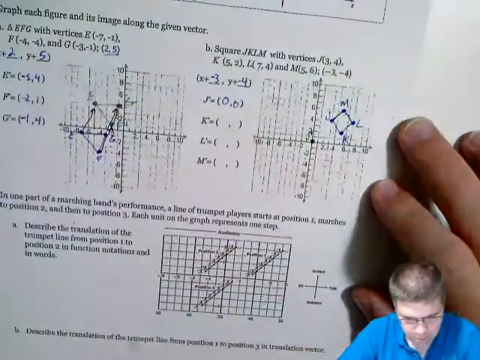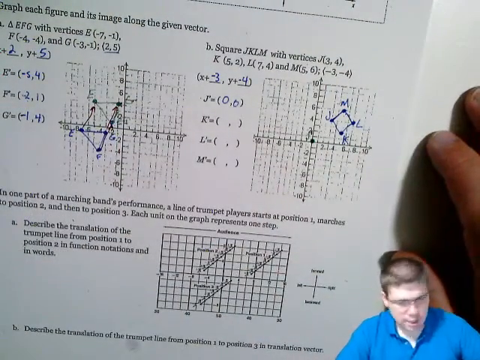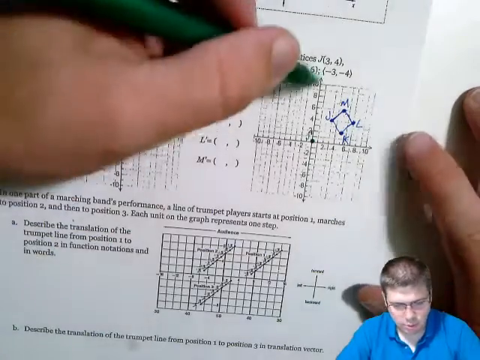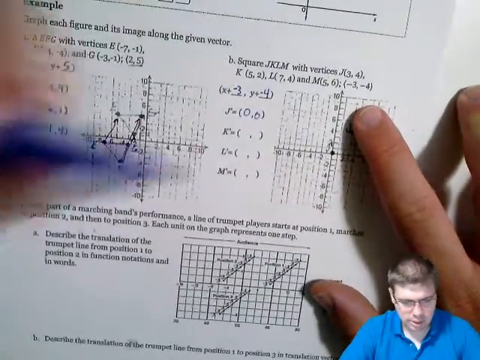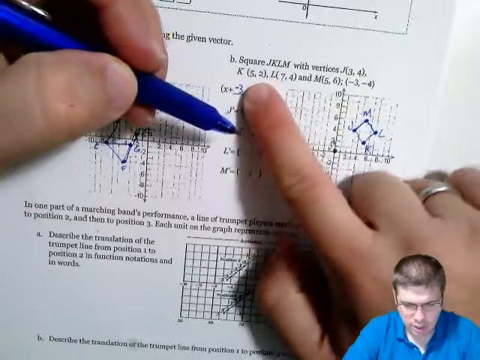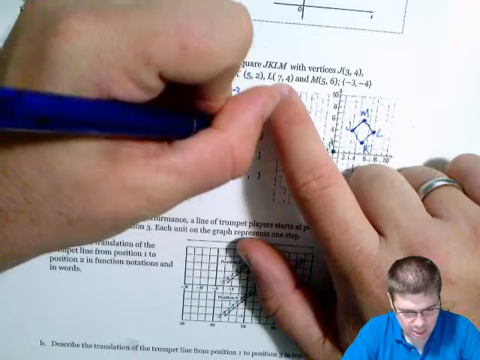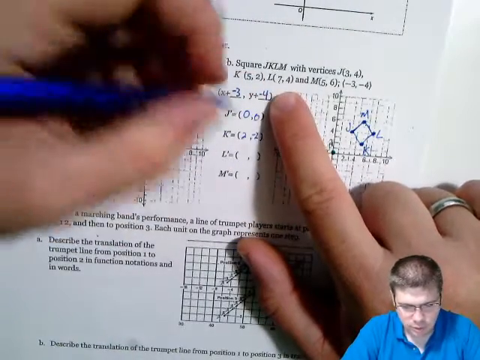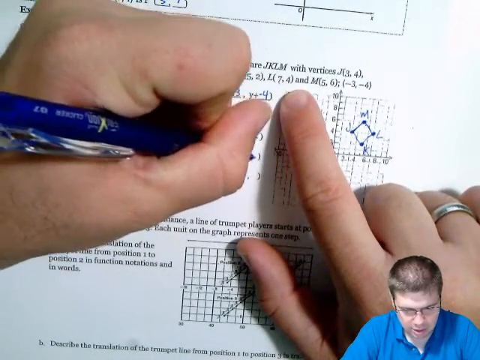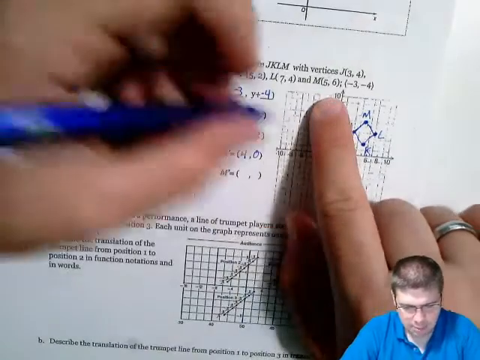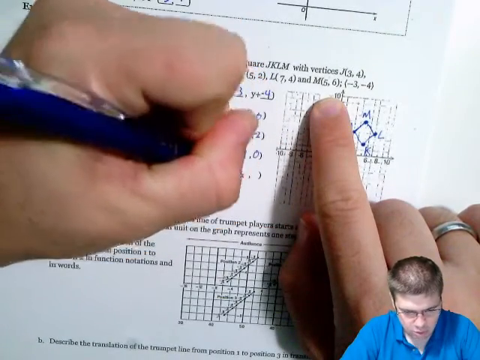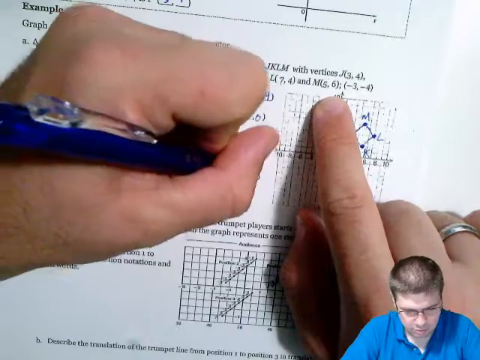So this is our pre-image. Then repeat that process for each point. I'll go through these more quickly here. K, we're going -3, -4, so that puts us at (2, -2). L, we subtract 3 and end up at 4 minus 4, which is 0. And M, -3 puts us at 2, and then 6 minus 4 puts us at 2.